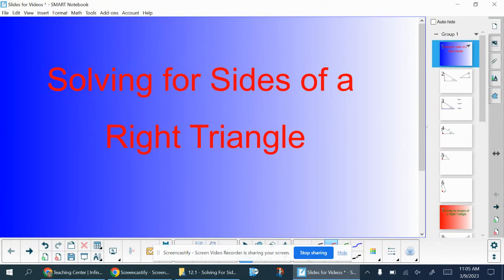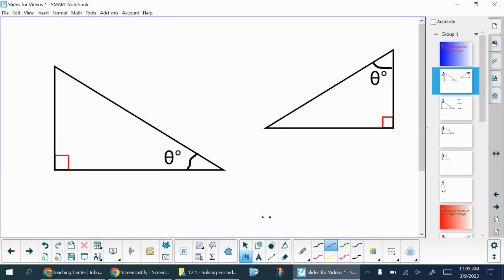Okay, so in this video, I'm going to talk about how to solve for the sides of a right triangle using trigonometry. All of this starts off with being able to identify the sides based on the angle that you're given. And so we'll start off with that. The first thing to always look at is that the longest side, or the one across from the right angle, is always going to be called the hypotenuse.